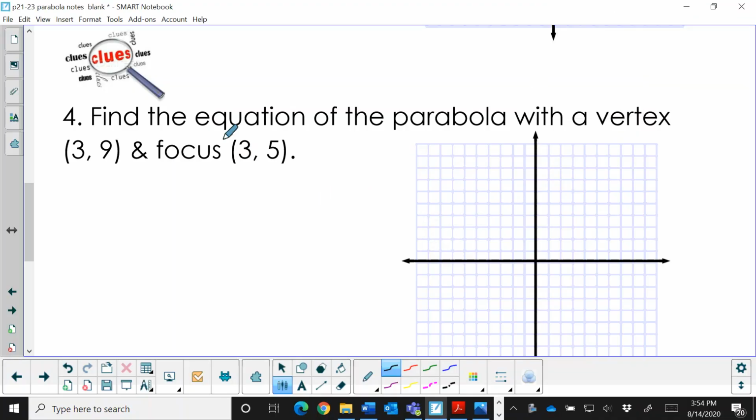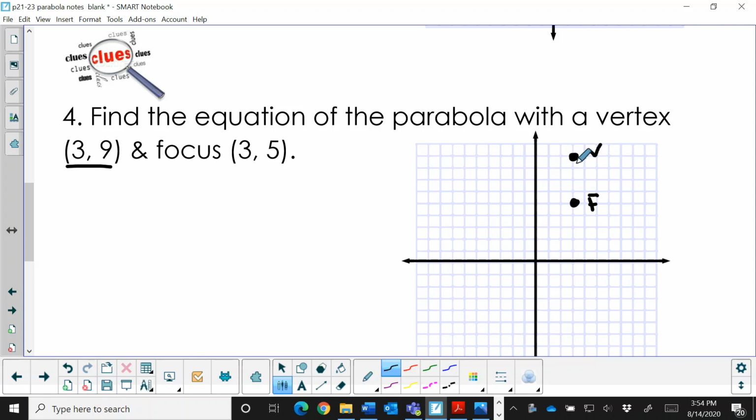Now we're going to look at finding the equation of a parabola with a vertex and a focus given. I call these clue problems because you're given information and not the equation. So the first thing you want to do is graph. So I'm going to graph my vertex. My vertex is at 3, 9. My focus is at 3, 1, 2, 3, 4, 5. And let's call this F for focus and V for vertex so I don't get confused.